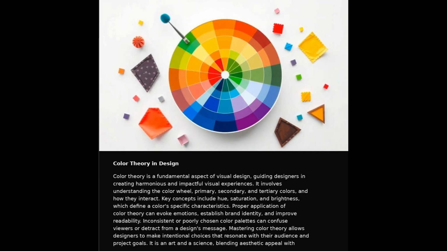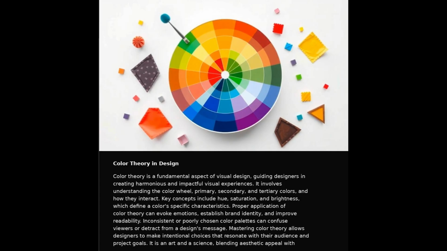Color theory is a fundamental aspect of visual design, guiding designers in creating harmonious and impactful visual experiences. It involves understanding the color wheel, primary, secondary, and tertiary colors, and how they interact. Key concepts include hue, saturation, and brightness, which define a color's specific characteristics. Proper application of color theory can evoke emotions, establish brand identity, and improve readability.